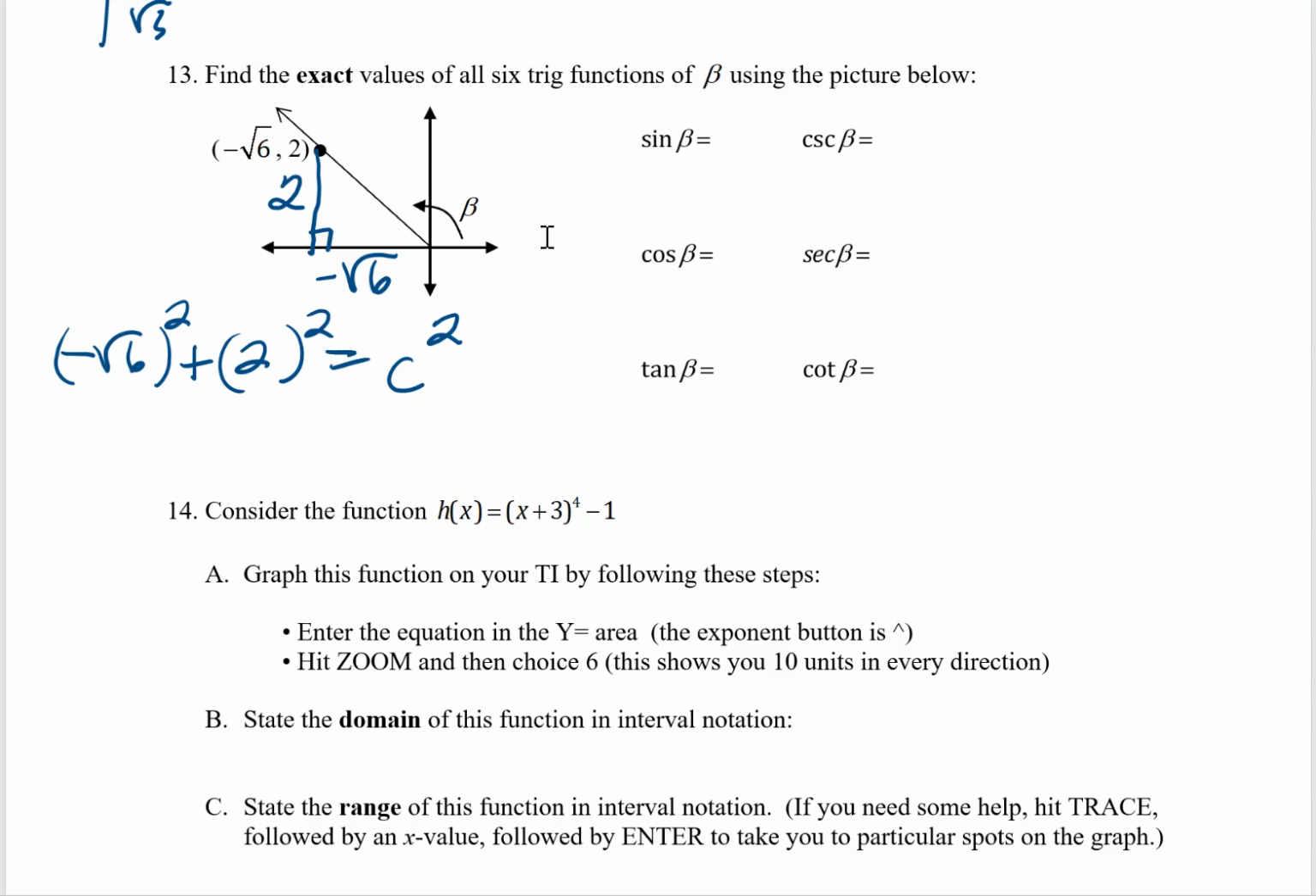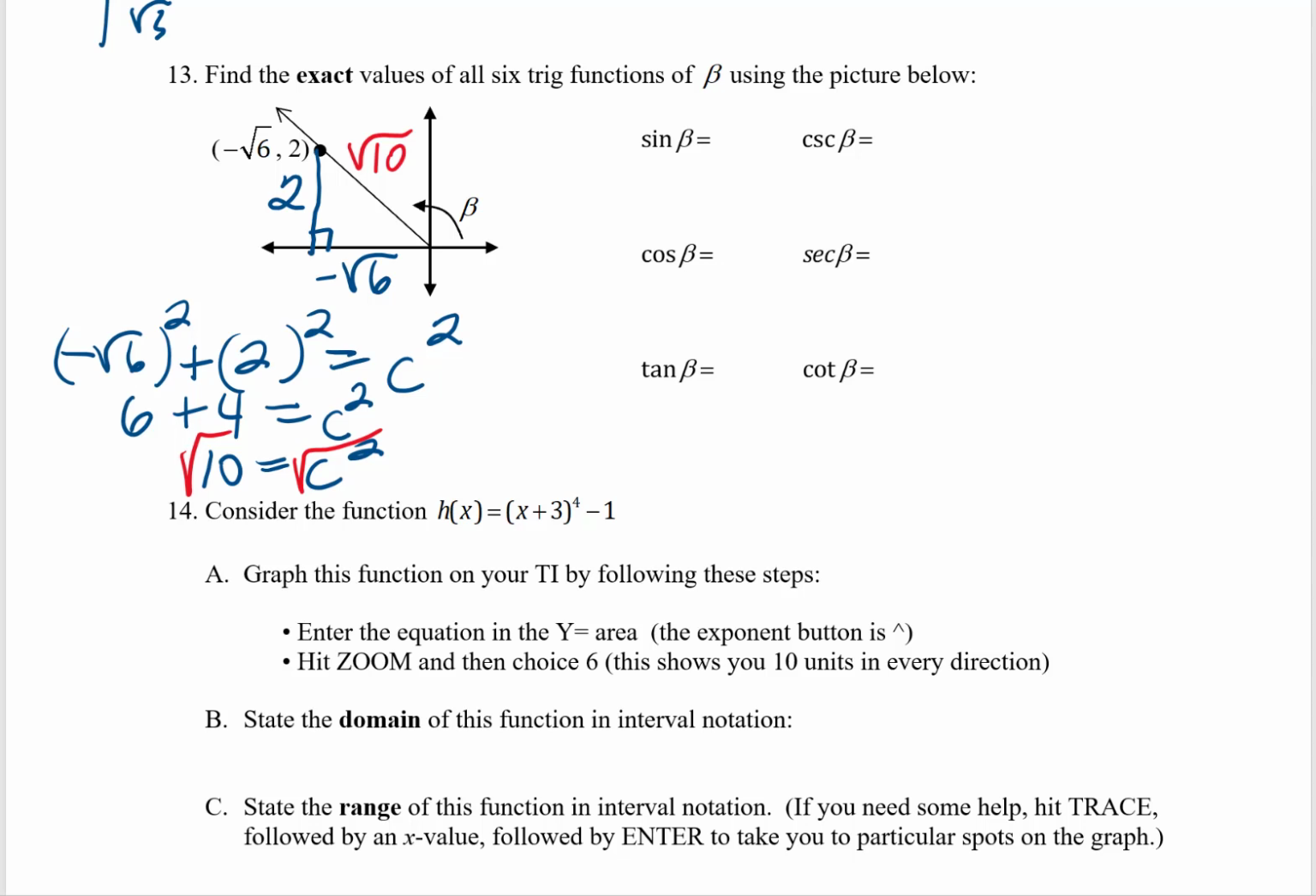When you square a square root, you just get the number on the inside. √6 times √6 is just 6. And of course, the negative will square out. So this is simply 6. 2 squared is 4. I'm going to end up here with c squared equals 10. The c, the r, is always positive. And so obviously, I'm just going to end up that c is equal to the square root of 10.